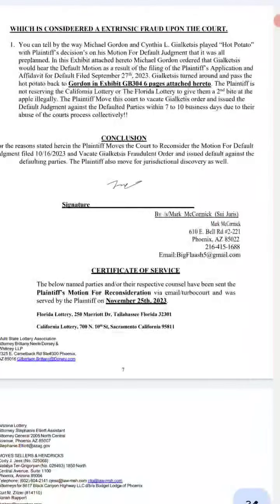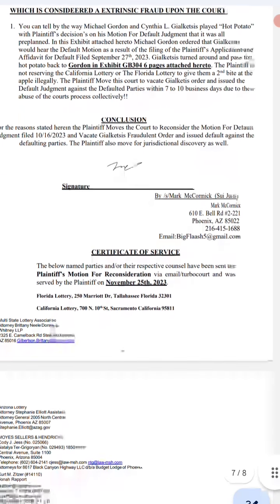In this exhibit attached here too, Michael Gordon ordered that Gialketsis would hear the default motion as a result of the filing of plaintiff's application and affidavit for default filed September 27, 2023. Gialketsis turned around and passed the hot potato back to Gordon in Exhibit G304, 6 pages, in her order. She basically said that, okay, he's going to hear it when it comes around the next time. No, ain't going to be no next time.